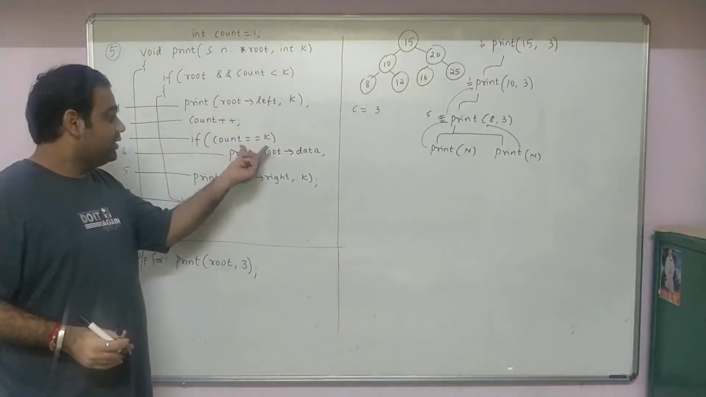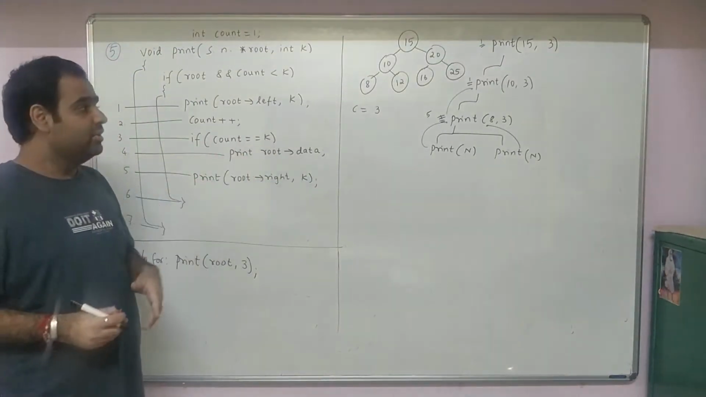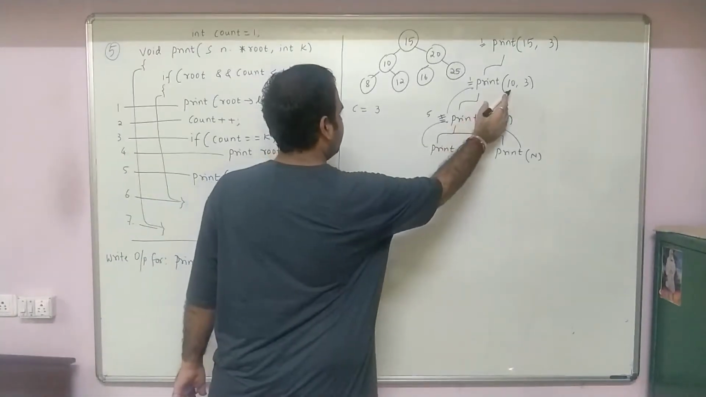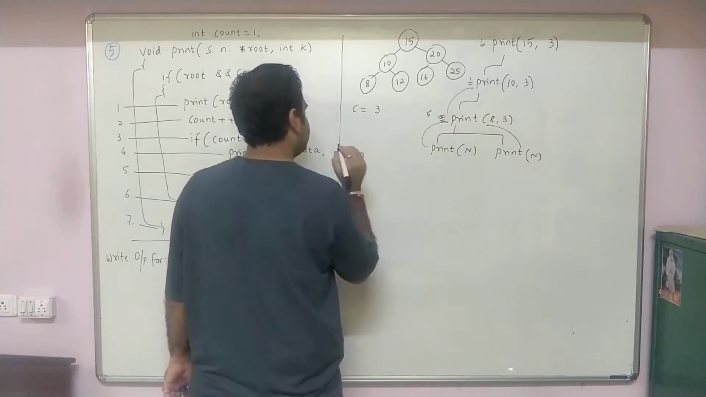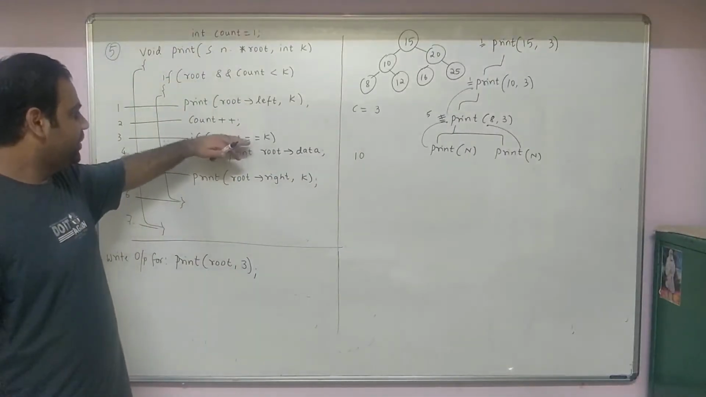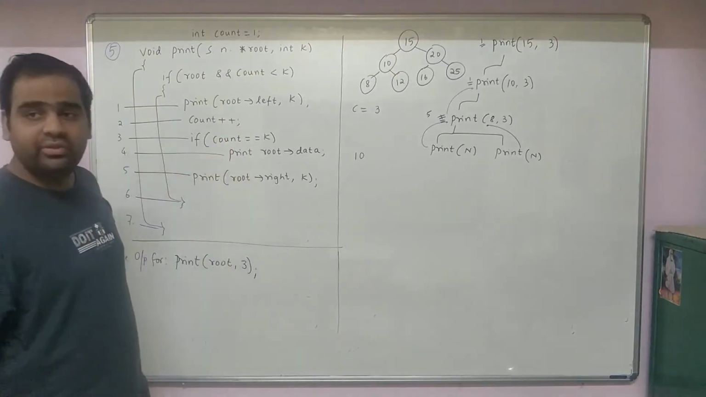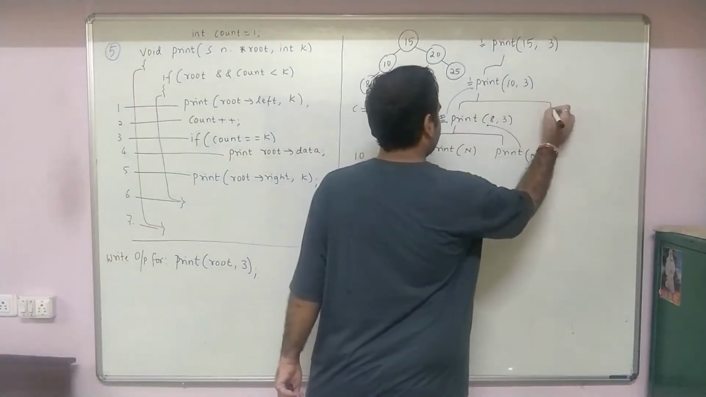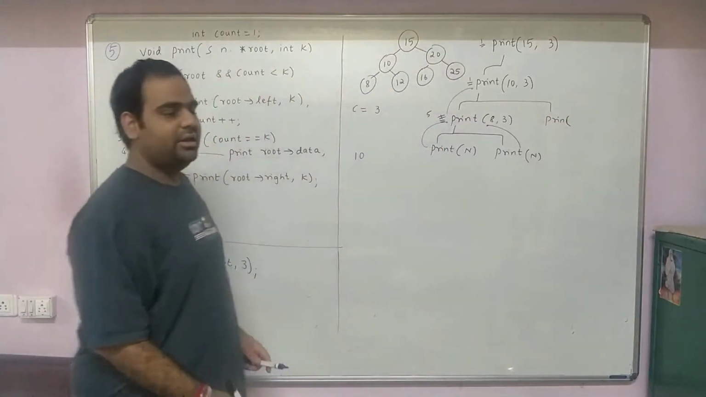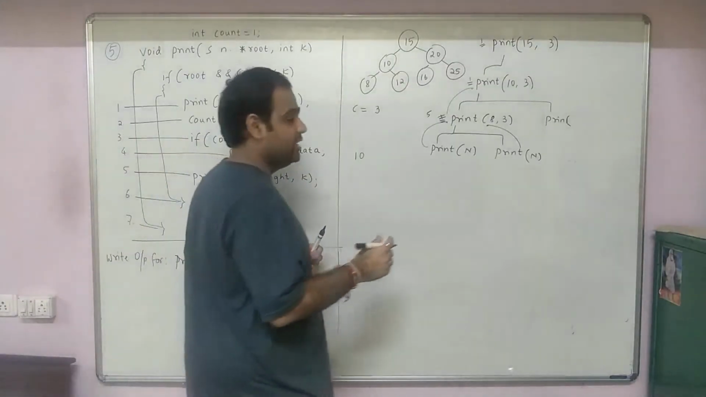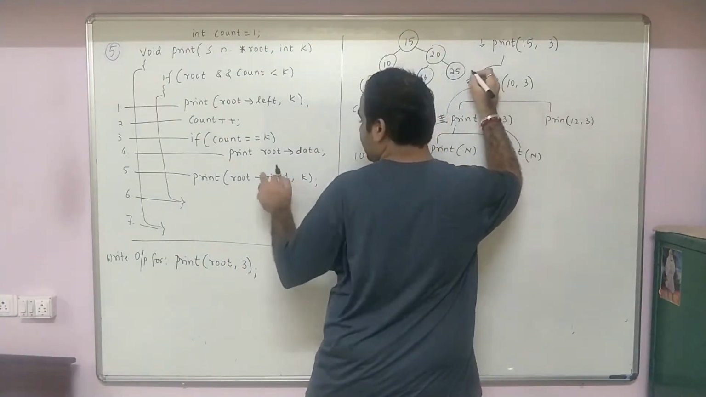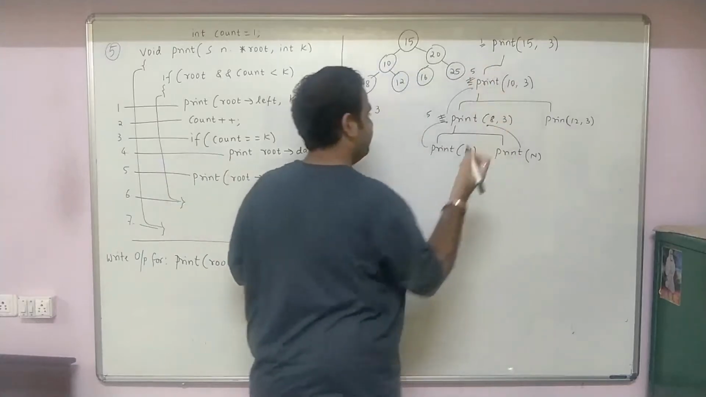Now is 3 equal 3? Yes, 3 is equal to 3. Therefore you print root arrow data. Therefore what is root arrow data over here? Root arrow data is 10. Now 10 is being printed. Now again you go on the RHS because you have to execute next line. We say print 10 arrow right. Now what is 10 arrow right? It is 12 and the value of k is 3 and the return line number is again line number 5.